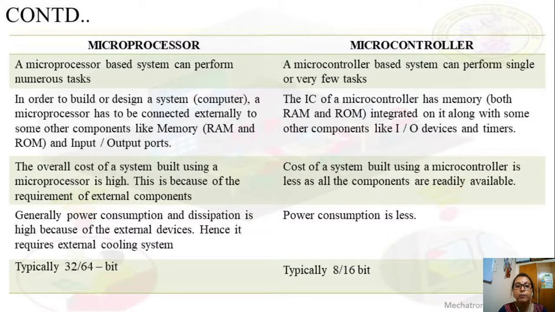Next, in order to build or design a system, that is a computer, a microprocessor has to be connected externally to other components like memory, RAM and ROM, and input output devices. We have seen a motherboard inside the computer cabinet. What will be there? Processor will be there, RAM slot separate, then ROM slot separate. So microprocessor means only the CPU will be there. RAM, ROM, and input output ports we have to connect externally.